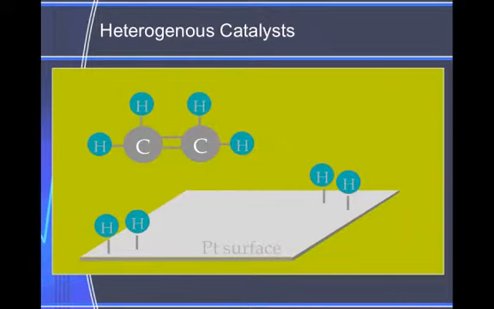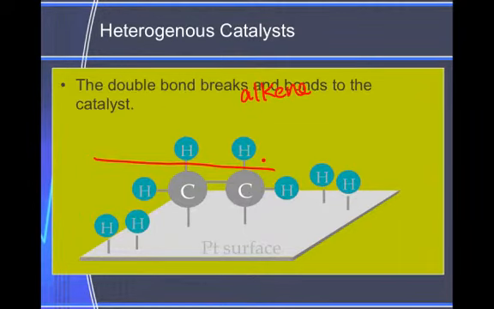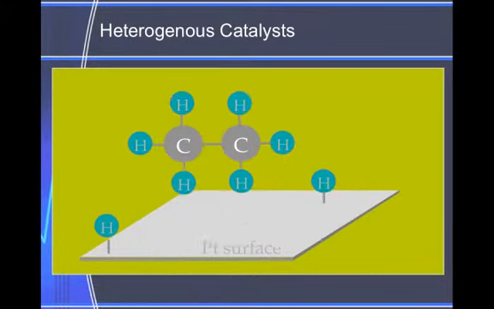Then along comes our alkene. Remember, an alkene is a double bonded hydrocarbon. So where we've got this double bond, we've got this nice flat surface to sit along the platinum surface, and so now we've brought our alkene in close contact with the hydrogen atoms. So the double bond breaks, and that alkene bonds to the catalyst. That allows the hydrogen atoms to bond to the carbon. We change our alkene into an alkane.